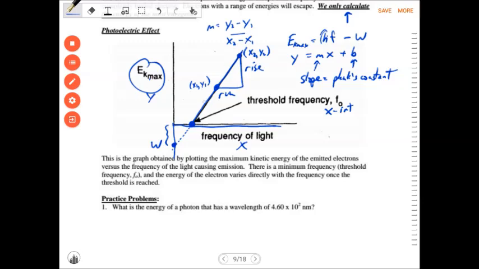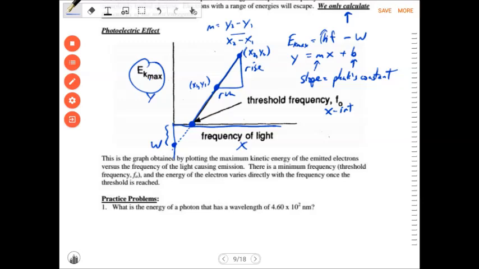So when we make our line of best fit, then we pick 2 points off that line. The slope will be Planck's constant. The x-intercept will be the threshold frequency. The y-intercept will be the work function. Okay, and it just works that way.